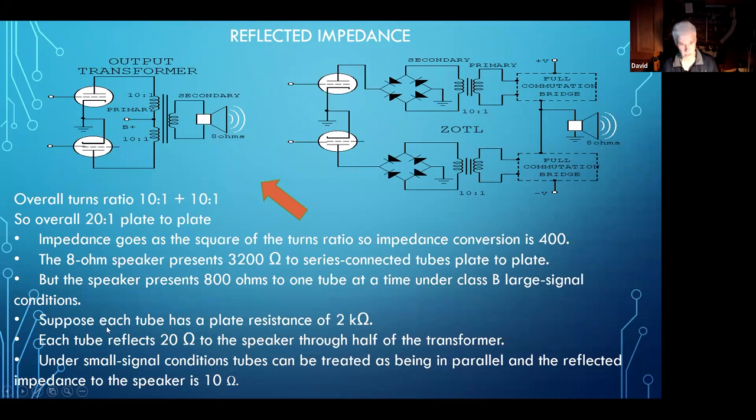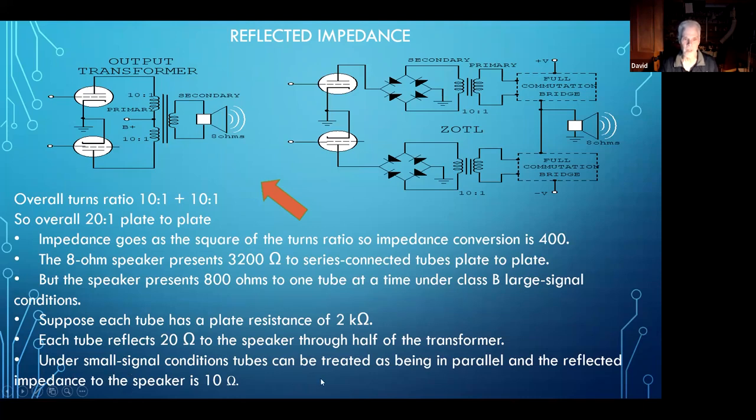Well, let's look at things a little bit differently. Suppose each tube has a plate resistance of 2K ohms. Each tube reflects 20 ohms to the speaker through half of the transformer. So with this half of the transformer, we present 20 ohms to the speaker. From that component, the speaker is saying, okay, I see a source impedance of 20 ohms.